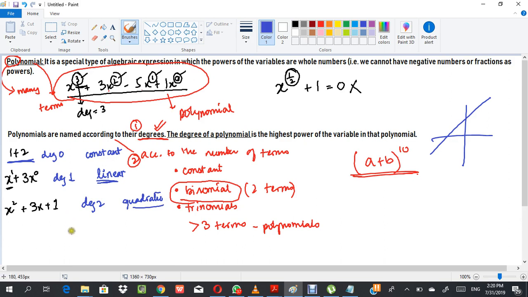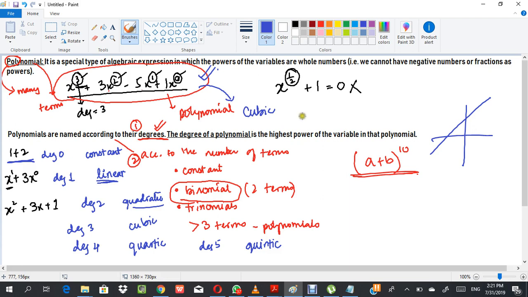Then if we have degree 3, for example, with this polynomial, this will be called a cubic polynomial. If we have degree 4, it will be called a quartic polynomial. And if we have degree 5, it will be called a quintic polynomial. There are names beyond degree 5 as well, but we'll stay until this point only.